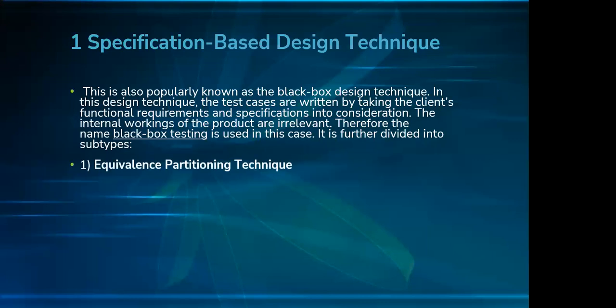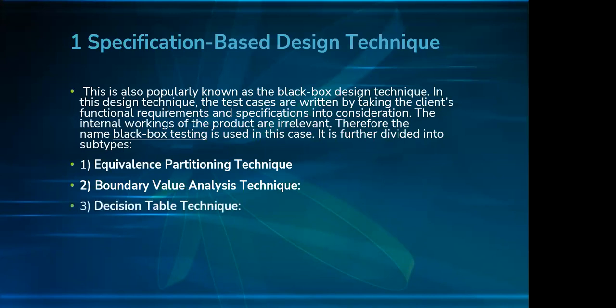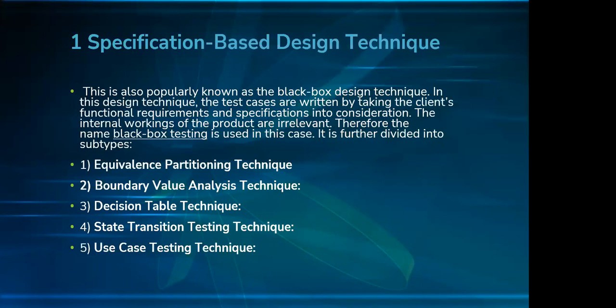So the first one is equivalent partitioning technique. Then the second one is BVA, boundary value analysis. Next one is decision table technique. This one is state transition technique, while the last one is use case testing technique. So let's take it one after the other.